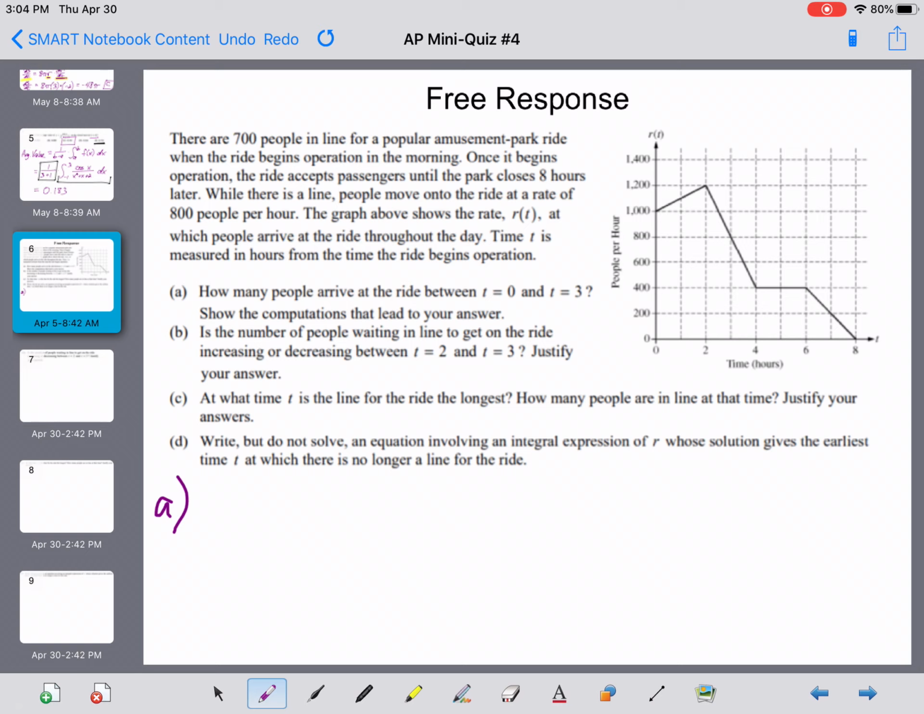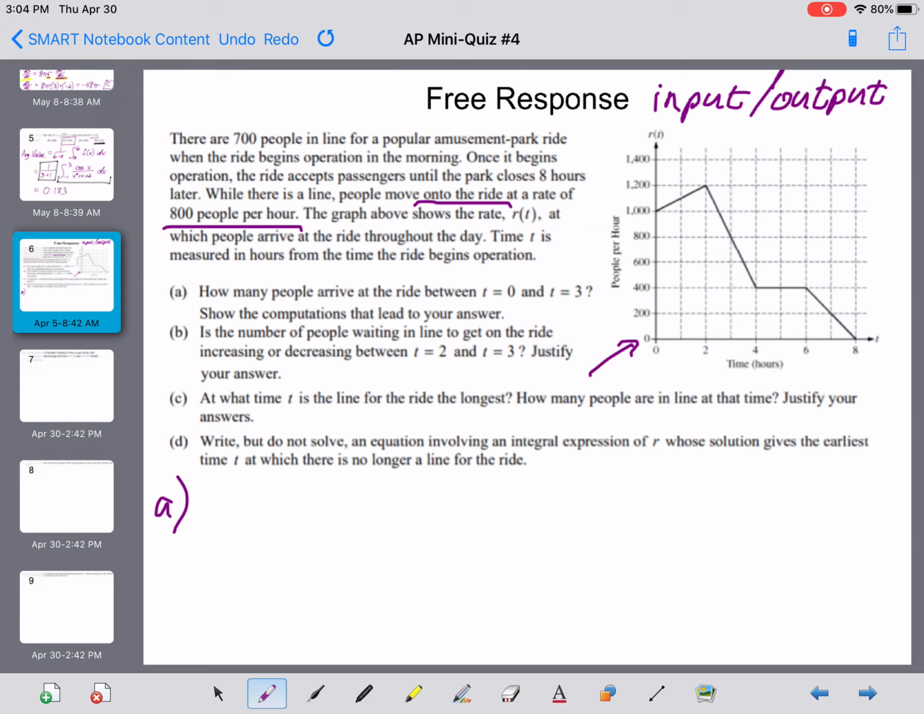Now that phrase right there is a little bit funny. That 800 people per hour is the rate at which people move onto the ride, but what it really means is that's the rate at which people are leaving the line. And if we haven't figured this out already, guys, this is yet another input-output problem right here. People are coming into the line at a rate according to this function right over here, and they're coming out of the line at a rate of 800 people per hour.